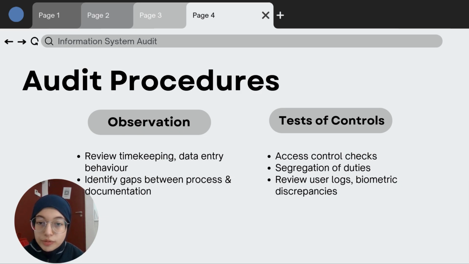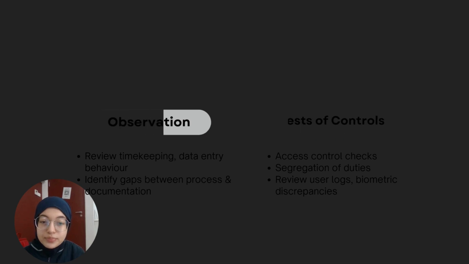The next two are observation and tests of controls. For observation, we will review timekeeping data and data entry behavior, and identify gaps between the process and the documentation. And for tests of controls, we have access control checks, segregation of duties, and review of user logs and biometric discrepancies.